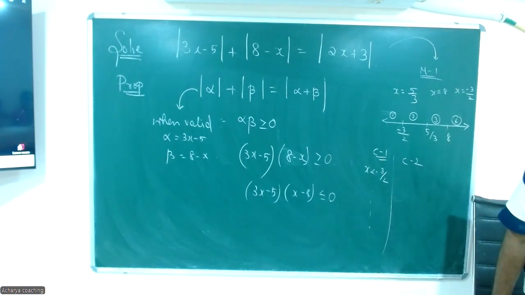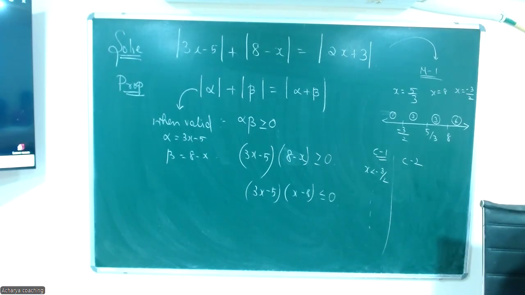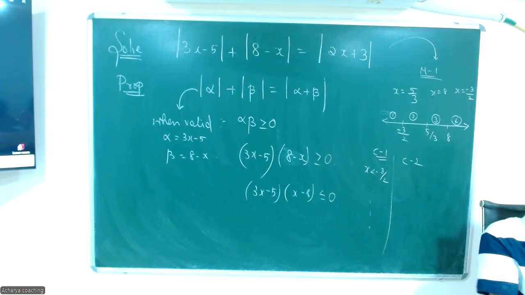So in this way, if you go, it will take time because we have many cases. 4 cases will come. So what is the final answer? 5 by 3 and 8 are the critical points. 5 by 3 to 8. 5 by 3 to 8 is the answer.